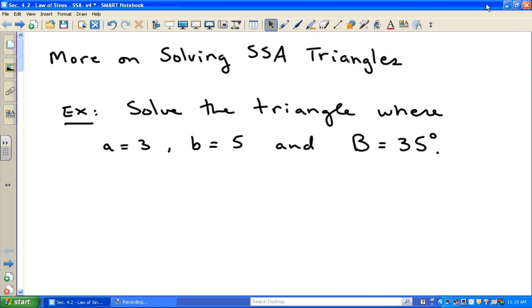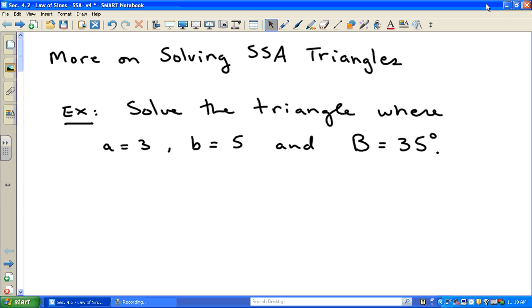I want to now look at another example of solving side-side angle triangles. In this example, I'm asked to solve the triangle where side A is 3, side B is 5, and angle B is 35 degrees. We know that this is a side-side angle problem because we're given two sides and we're given an angle that's opposite of one of those sides.